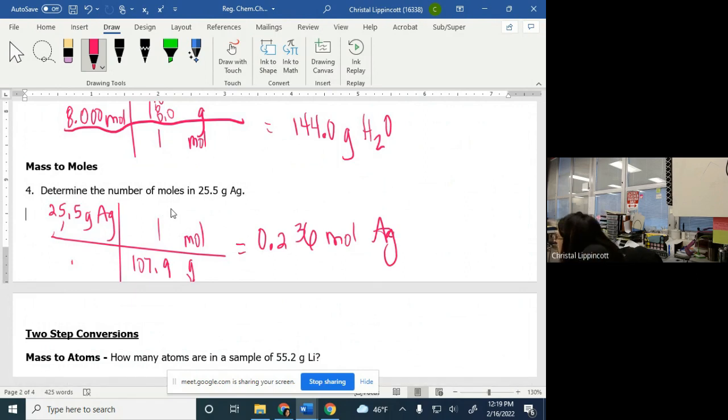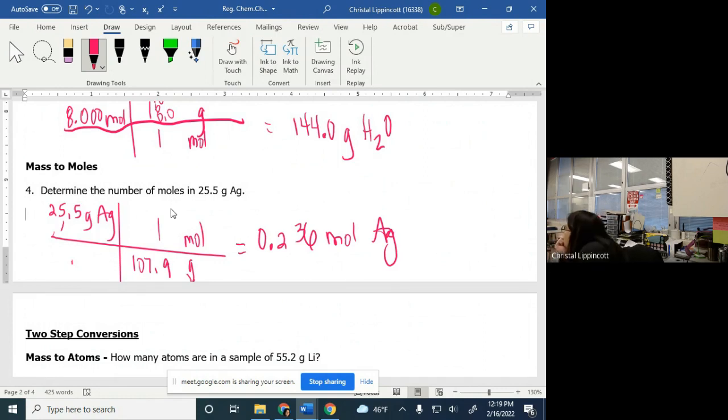I'm not sure where you found the 107. Do you have your periodic table? Do you see silver on there? It's in the D block. Second row down on the D block. Yeah. Okay. So that's, yep, I just got it right off of there.